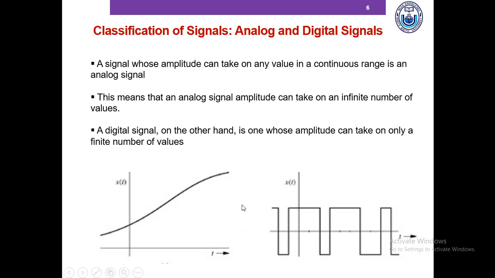So on the left here is an example of an analog signal. As you can see, the signal amplitude can take any value here. But on the right we have a digital signal whose amplitude can only be -1 and 1. Two possible values to be exact. So analog signals can have infinite possible signal amplitudes, whereas a digital signal has only a finite number of possible values.